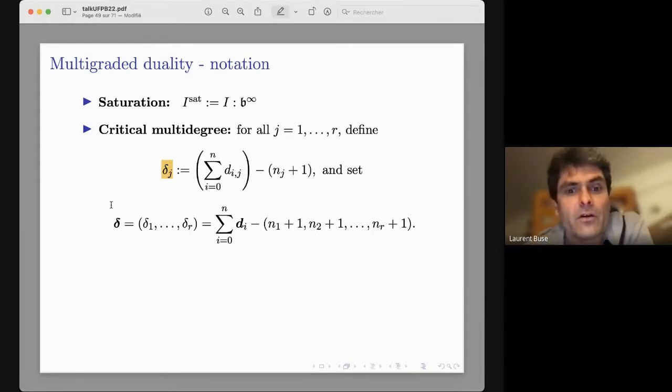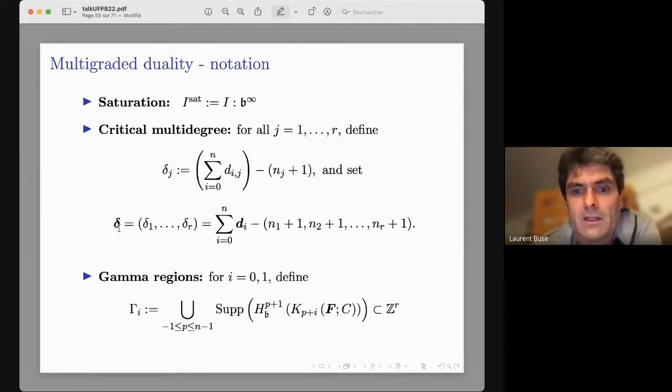Okay, and so now we have a multi-degree, delta1 up to deltar. This is the sum of the multi-degrees di, minus the shift for any j. So this shift, which is here, n1 plus 1, n2 plus 1, up to nr plus 1. Okay, so this is the new definition of delta, which is now a multi-degree.